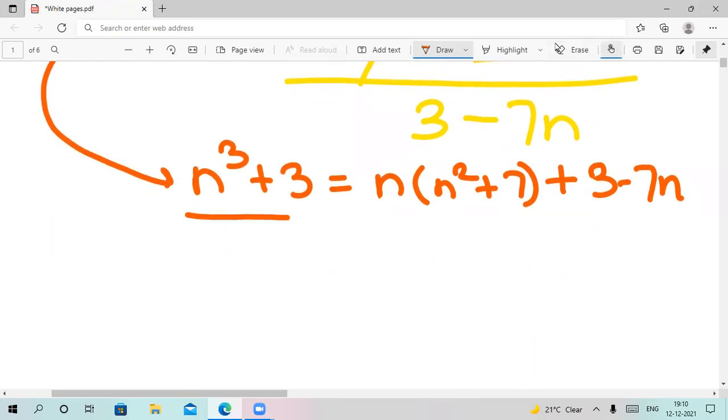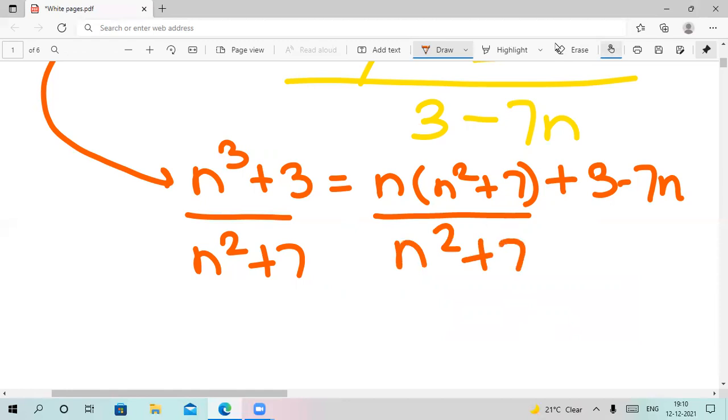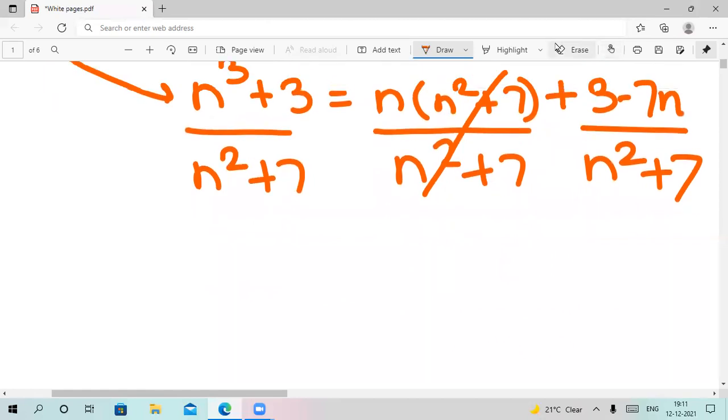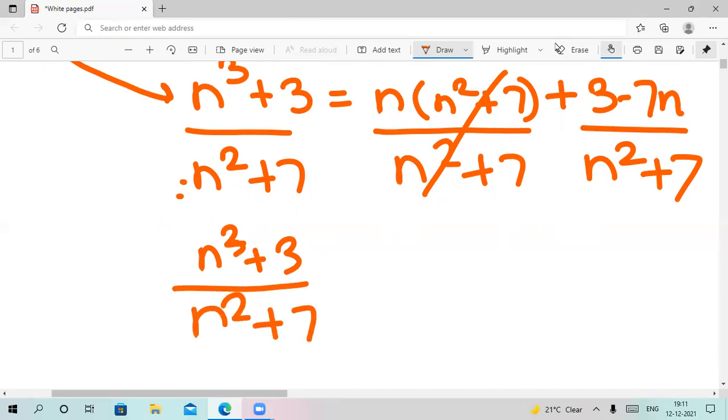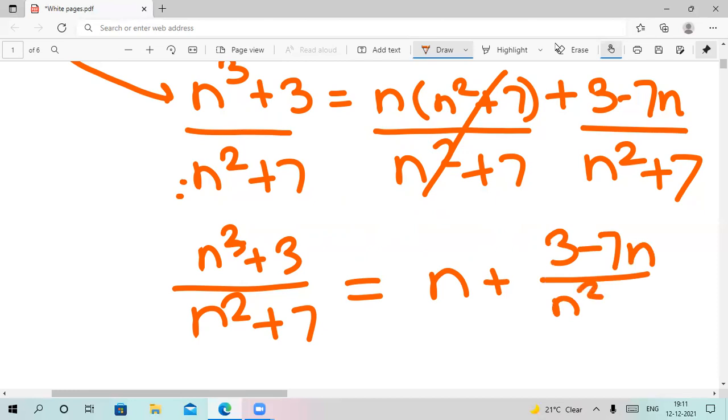If we divide both sides by n square plus 7, it will be n times n square plus 7 divided by n square plus 7. So this expression will cancel itself, and we can simply cancel it for all values of n, because we know that n square plus 7 never becomes 0 for any real value of n. Proceeding ahead, we can write n cube plus 3 divided by n square plus 7 as n plus 3 minus 7n divided by n square plus 7.